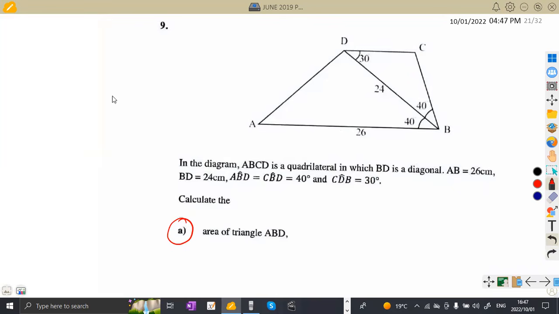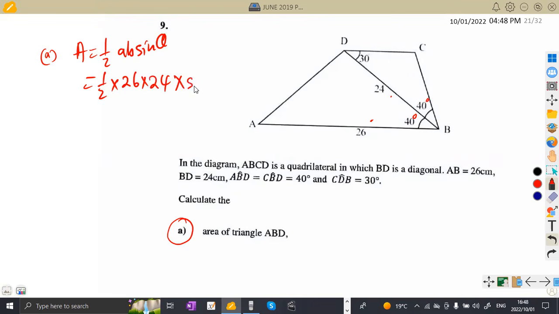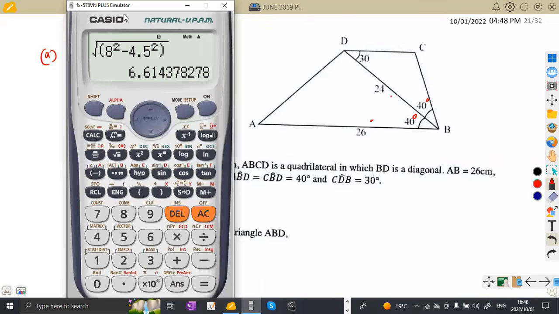So for the area of a triangle, guys, we can simply use what? Since we've got an angle and two sides, because this is 40 degrees, you can use half ab sine theta. So area is equal to half ab sine of theta, which is going to be half of the sides which are creating the angle, which is 26 by 24 times sine of 40 degrees. Make sure that you use your calculator properly on this one.